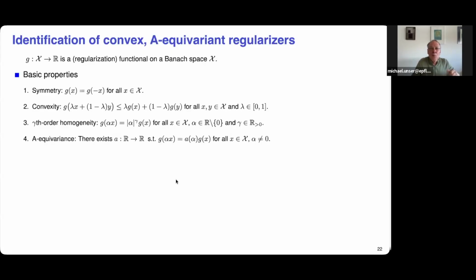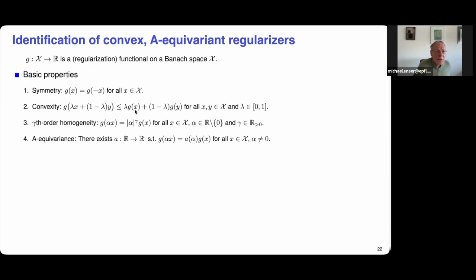So now, we want to design a convex regularizer that satisfies the condition that I just gave you, called amplitude equivariance. And now I'm just recalling some properties from math here. X can be any Banach space, but in our case it's Rn. So you all know what symmetry is. Usually regularizers are symmetric, so if you negate the image, you get the same regularizer.